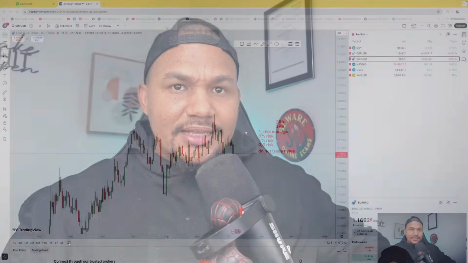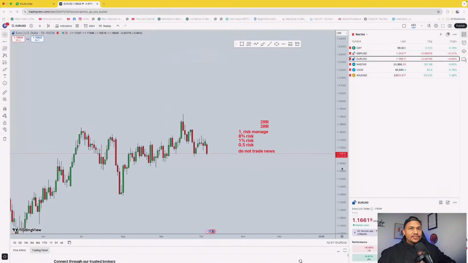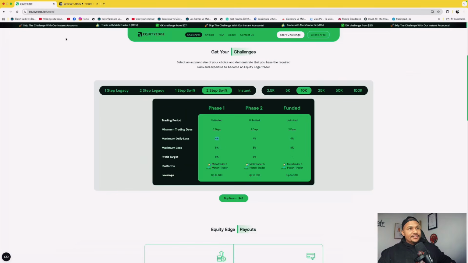Now, there's a couple of things to keep in mind when it comes to passing prop firm accounts. The first thing is you need to understand the rules of the prop firm that you use. In my case, Equity Edge.